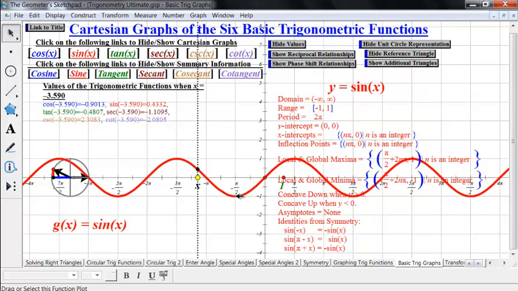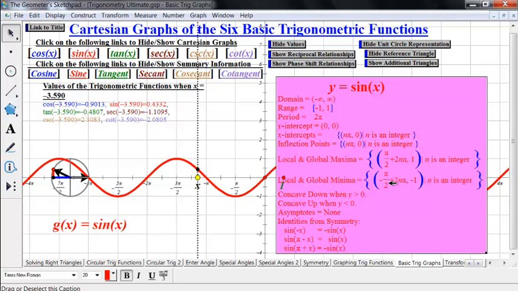If we were taking the -pi over 2 and shift to the left by 2 pi, we'd be at -5 pi over 2, and so forth. So this gives us all the different possibilities. You need to get used to this notation, because this is a compact way of saying and listing this infinitely many points in this set.